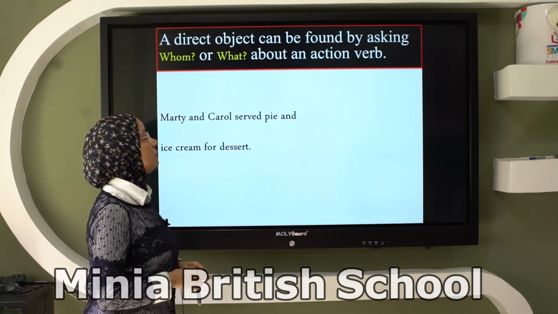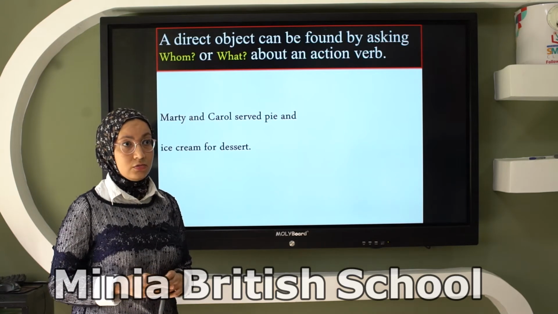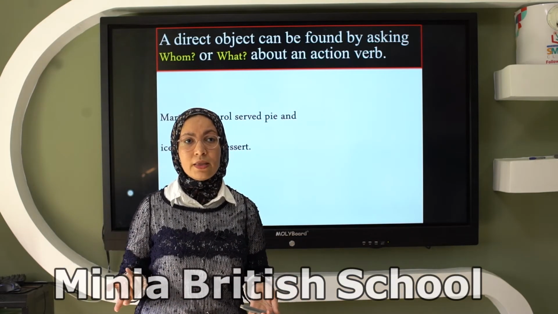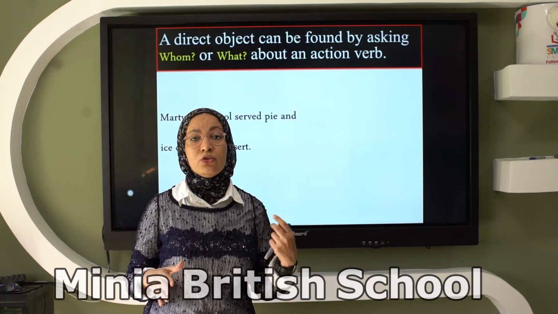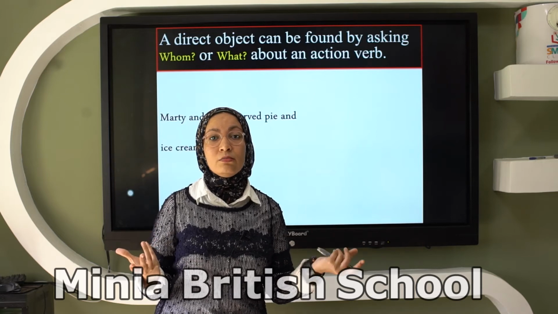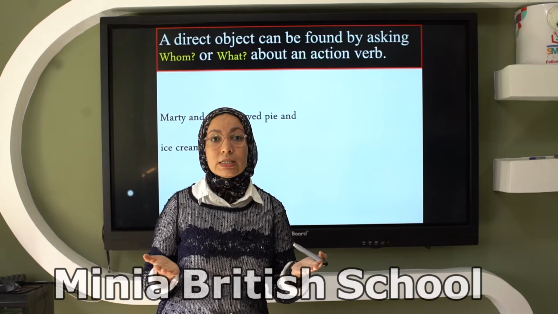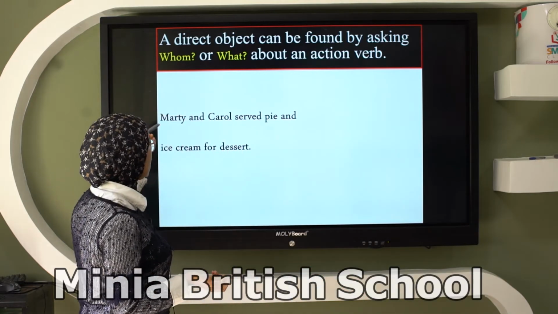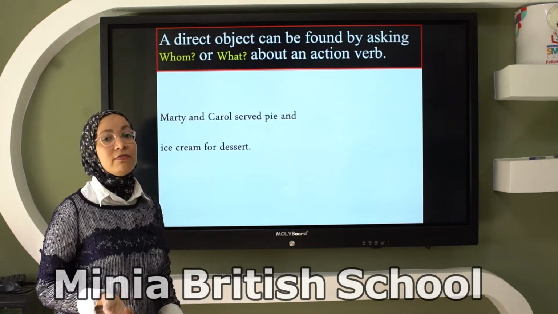Marty and Carol served pie and ice cream for dessert. So, is it okay to have more than one subject and more than one object? Yes, of course. We don't care at all about the number of direct objects or the number of subjects, as long as the sentence is grammatically correct. Have a look, please. Marty and Carol served pie and ice cream for dessert.